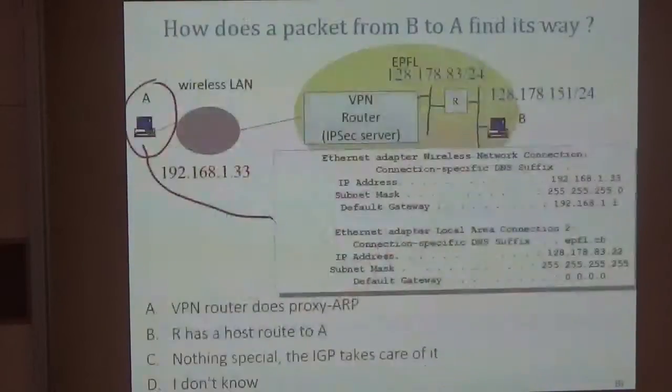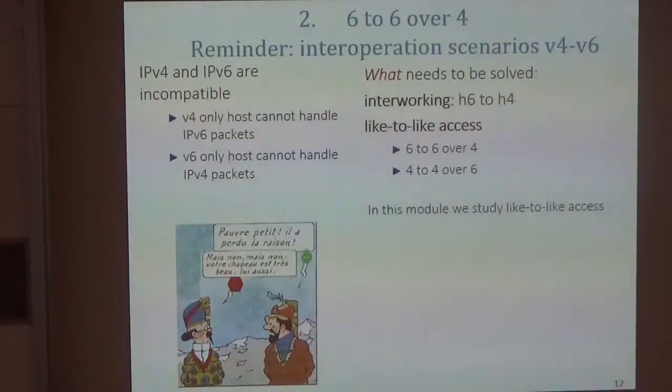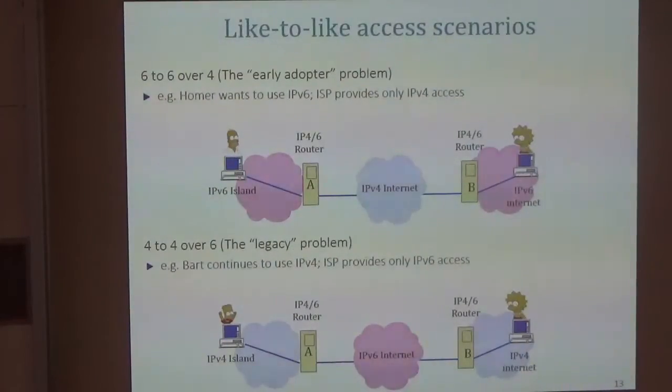So let's skip this one. Not private networking, V4 and V6 interworking. Today we'll talk about what is called like-to-like access. In the previous weeks, we've studied interworking. We've seen two methods of interworking, which are application layer, through application layer gateways, and through NATs. What we see today is a different thing. The different thing is like-to-like.